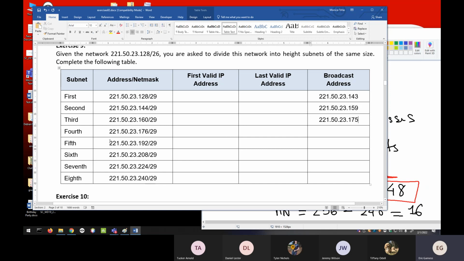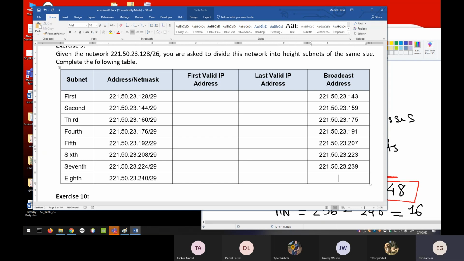If the fifth subnetwork starts in 192, this fourth subnetwork must end in 191. If the sixth subnetwork starts in 208, the fifth subnetwork should end in 207. If the seventh subnetwork starts in 224, the sixth subnetwork should end in 223. If the eighth subnetwork starts in 240, the previous subnetwork should end in 239.